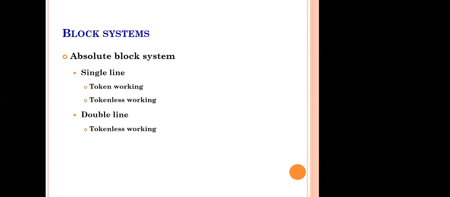A token will be tied up, which is extracted from the block instrument. That token can be extracted only when the conditions are satisfied. What are the conditions? We will see in the next slide. So once the token is extracted from there, I need to give it to the driver in the running train.